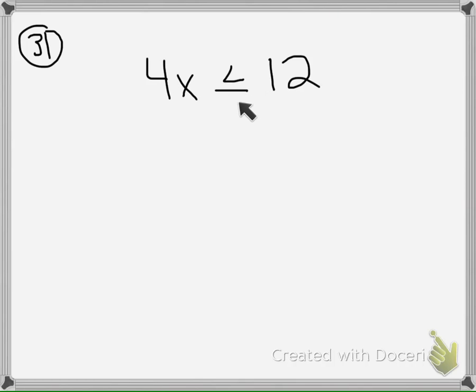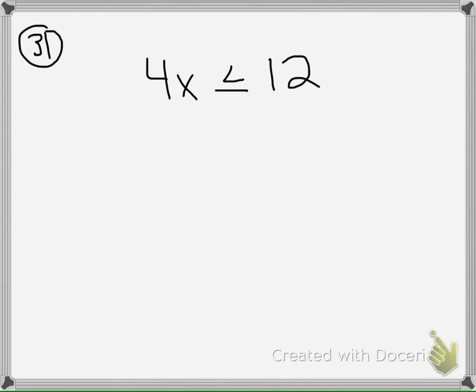We could do this just by knowing our multiplication table, like 4 times 1 I know is less than or equal to 12. 4 times 2 is 8, which I know is less than or equal to 12. 4 times 3 is 12, which is equal to 12. But I want to always solve them first.